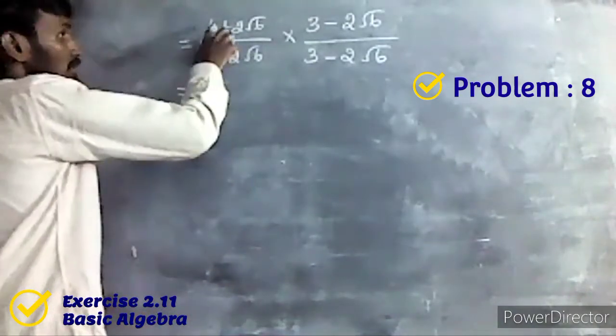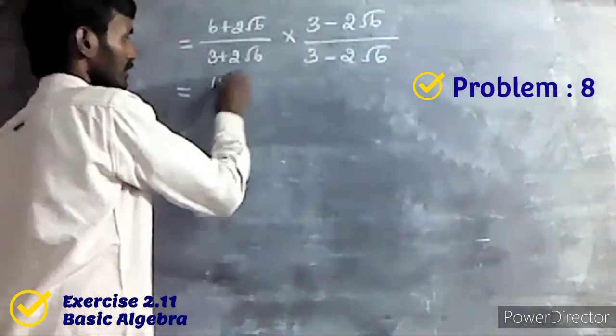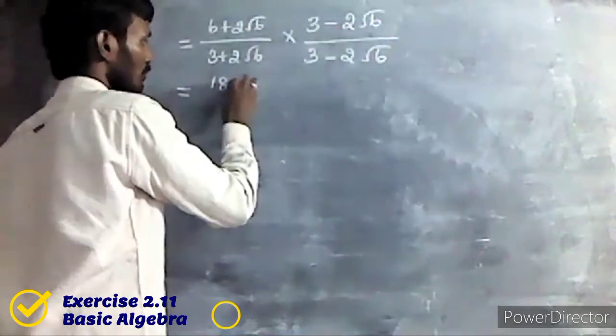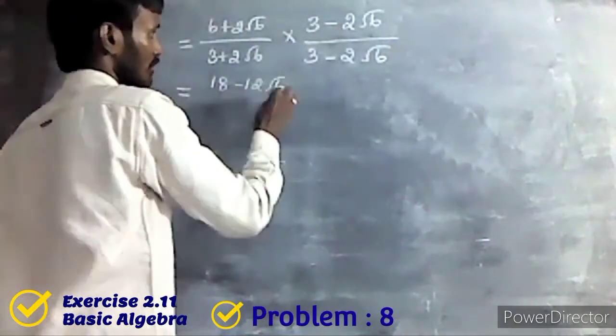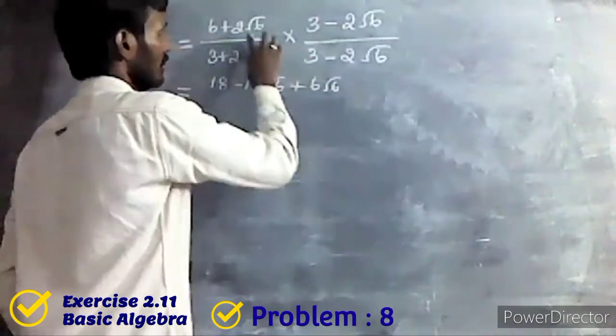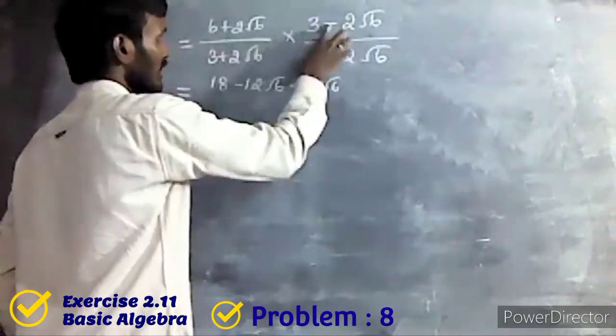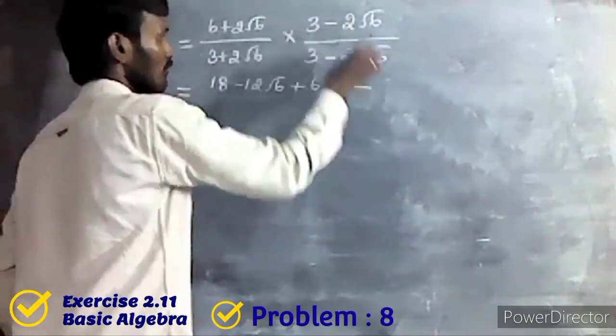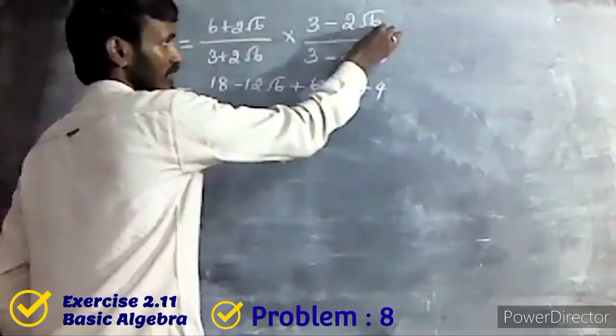So, now 6 into 3, 18. Then 6 into 2 root 6. Therefore, minus 12 root 6. Then 2 into 3, it is 6 root 6. 2 into 2, 4. Plus into minus is minus. 2 into 2, 4. Root 6 into root 6, that is 6.